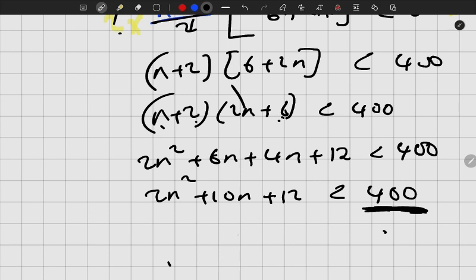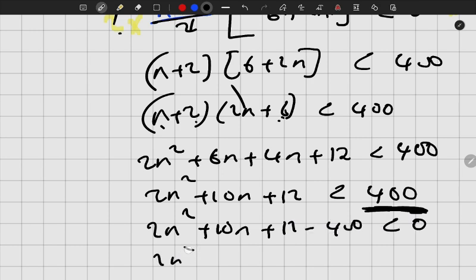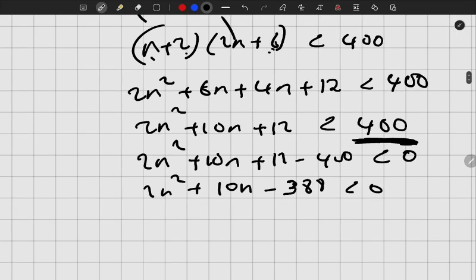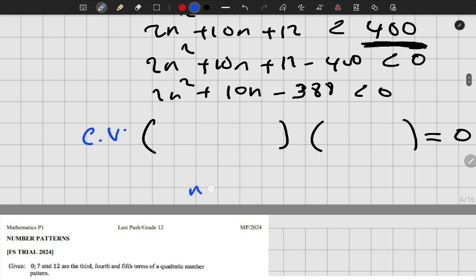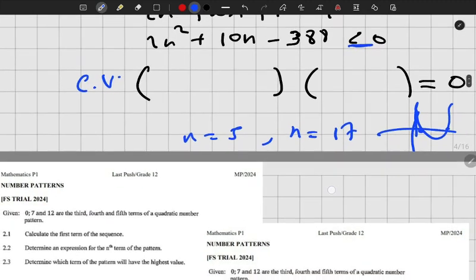So we need to bring this term to the left, because our quadratic is not in standard form. So minus 400 is less than 0, and this is going to be 2n squared plus 10n minus 388 is less than 0. You then solve this, but you would first start by saying it is equal to 0 to get your critical values. Once you have them, maybe you get n is equal to 5 and n is equal to 17. Then you use your number line, or you sketch your graph, then you check where it is less than 0. But that's your algebra now. I'll just stop here for this question.